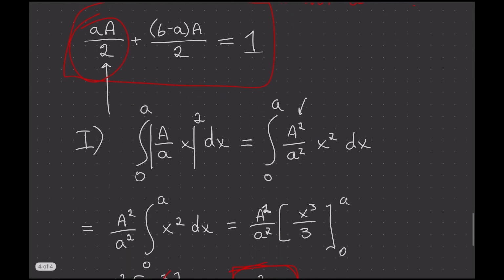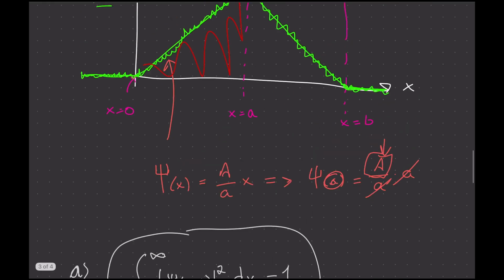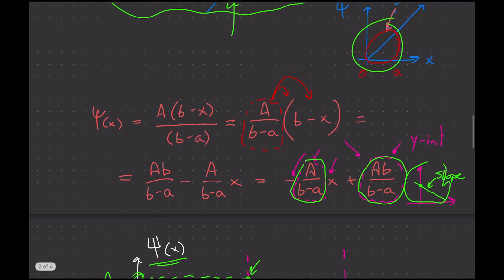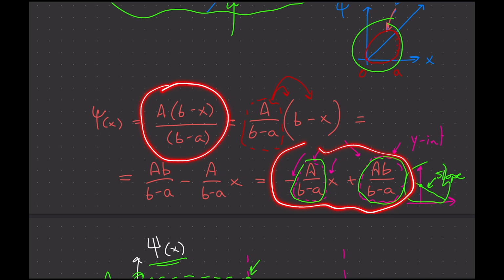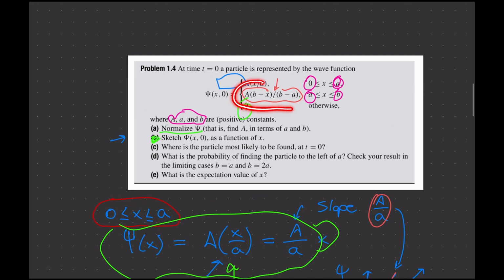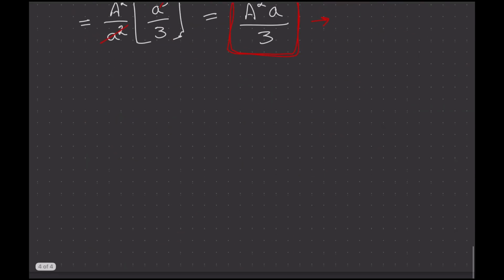Now let's do the second integral. The second integral is this one here from a to b. And what did we find the actual value of the integrals? You know what? I calculated all of this stuff, but I'm literally just going to take this because this is how it's given to us in the problem. We're going to integrate that. So we have capital A, b minus x, all of that divided by b minus a. Let's see if I remember that.